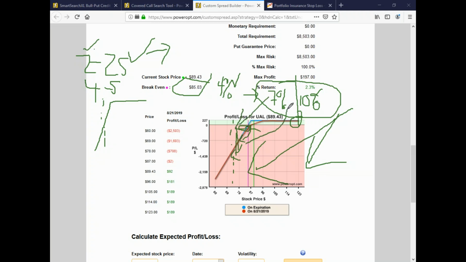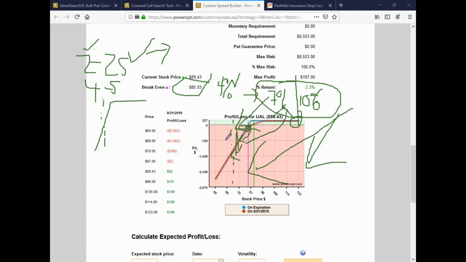Sure, it could recover, but what are the reasons that it's falling? Is it because of the broad market? Is it because of weakness in the sector with the earnings that are being reported recently? Are earnings coming up and maybe people are fearing bad earnings, so they're taking their profits out of the position prior to the earnings? Those are things you want to consider.